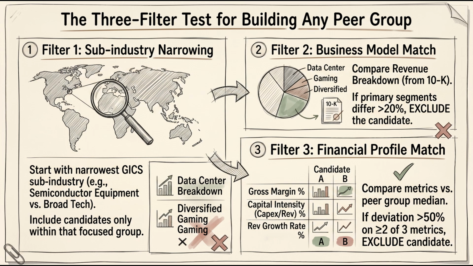Compare gross margin, capital intensity, and revenue growth. If a candidate deviates by more than 50% from the median on 2 of those 3 metrics, exclude it. What remains is a tight, high-quality peer group where your valuation ratios will finally provide meaningful, actionable insights.